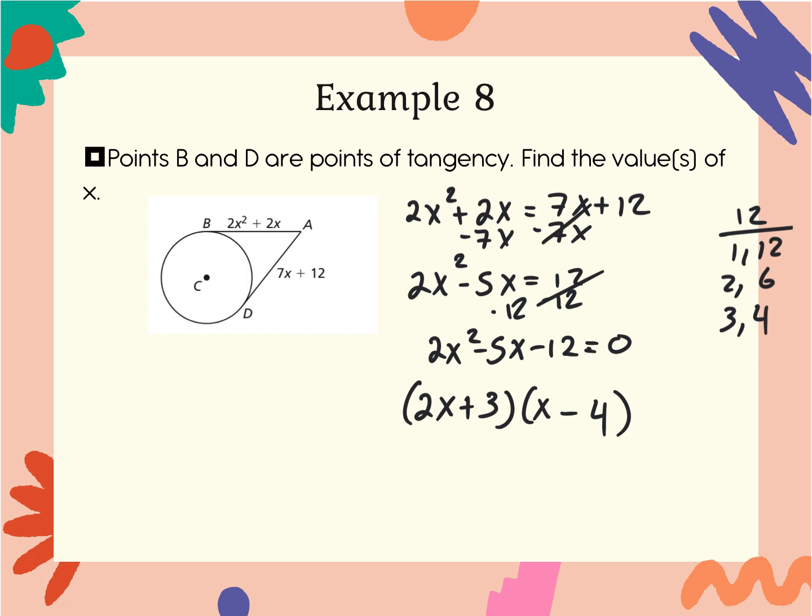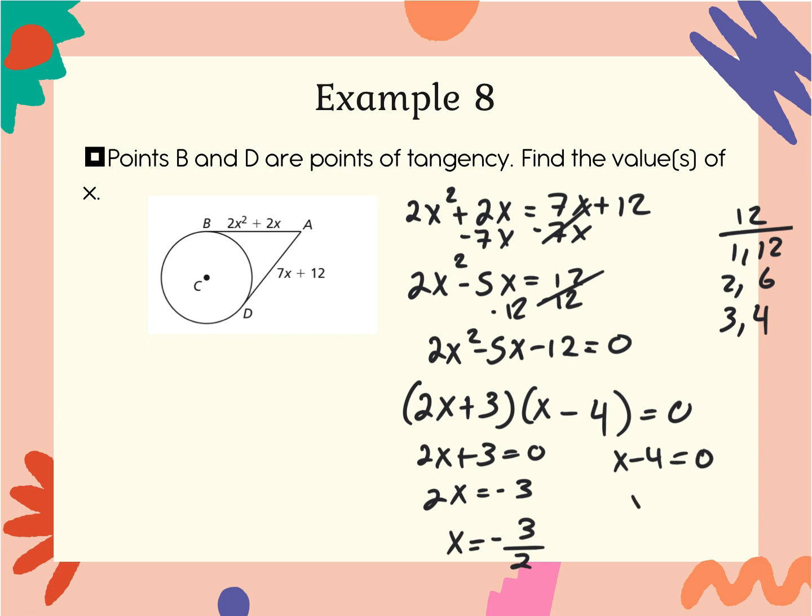So we get these two factors equal to 0. Now we're going to get two x's. The first x, I'm going to set the first parentheses equal to 0, so I'm going to get 2x plus 3 is equal to 0. 2x is equal to negative 3. x is equal to negative 3/2. And then for the second parentheses, x minus 4 is equal to 0. So we get x is equal to 4. So we have two x's. One x is negative 3/2, and the other one is 4. These are your answers for this problem.